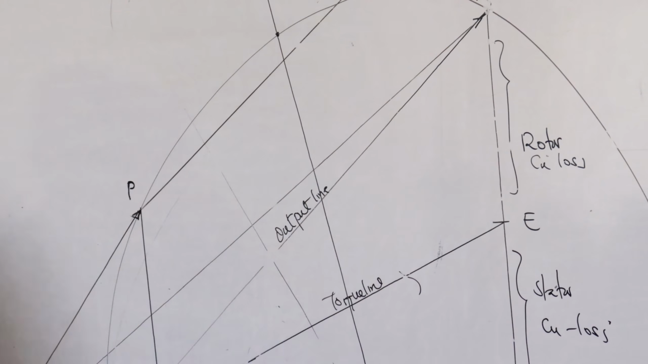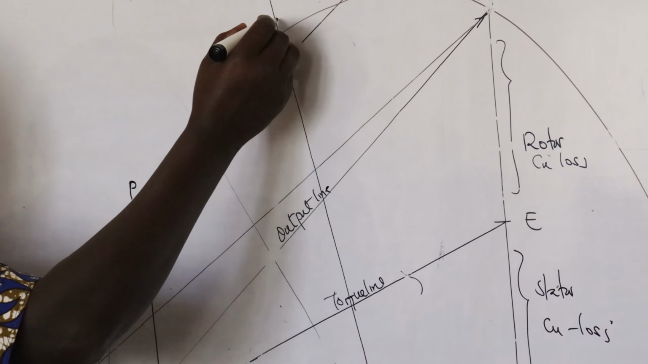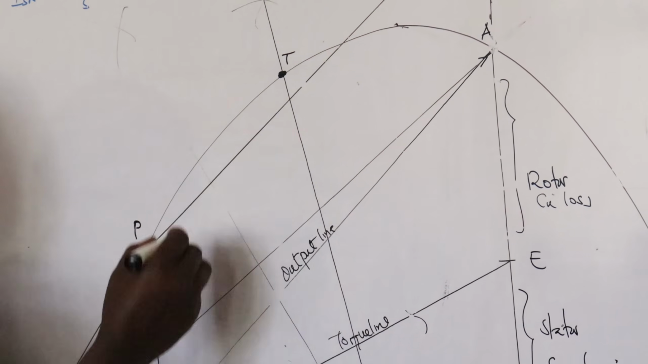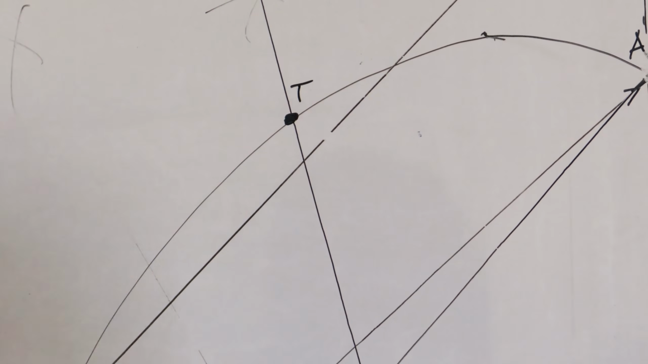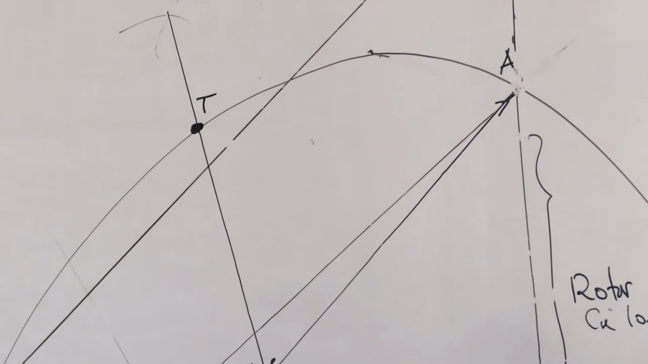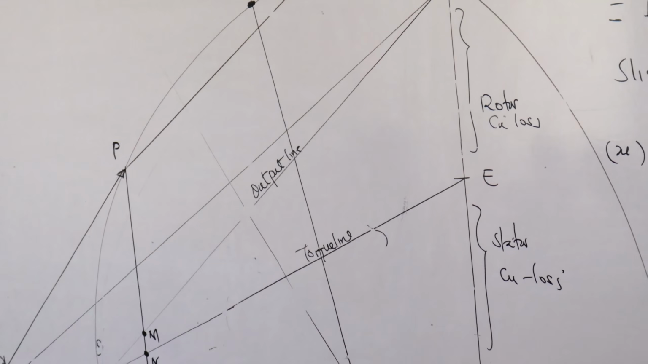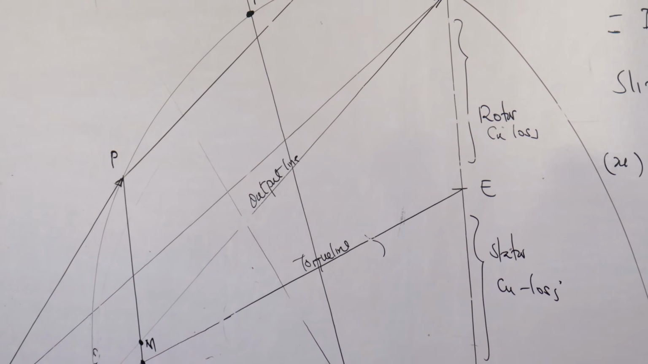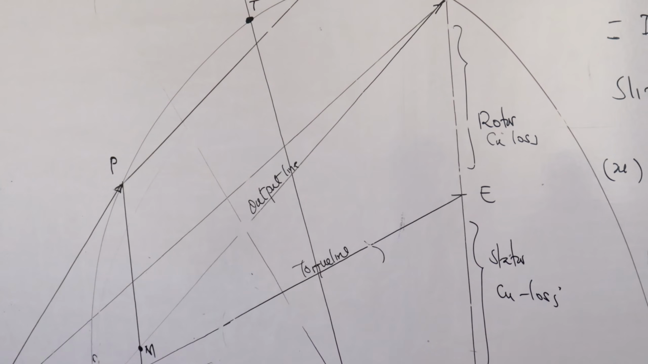Are you there? Where that line is touching the circle, what do you make it? Mark it T. Where that line you have drawn is touching the circle, mark it T. Where is it? This here.